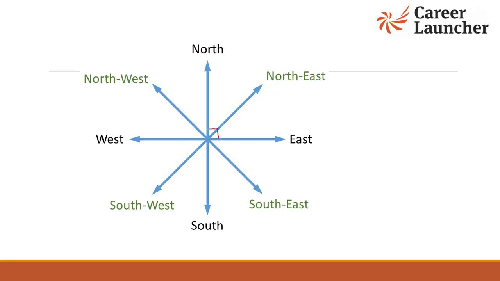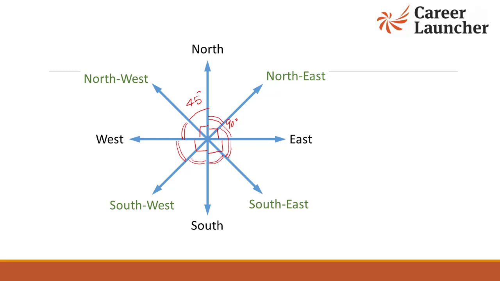Now the angle between any two primary directions, like north and east, is 90 degrees. Between north and west is also 90. Between west and south is 90, and between east and south is 90. Whereas the angle between any primary direction and any adjacent secondary direction would be 45 degrees. So all these angles are 45 degrees.